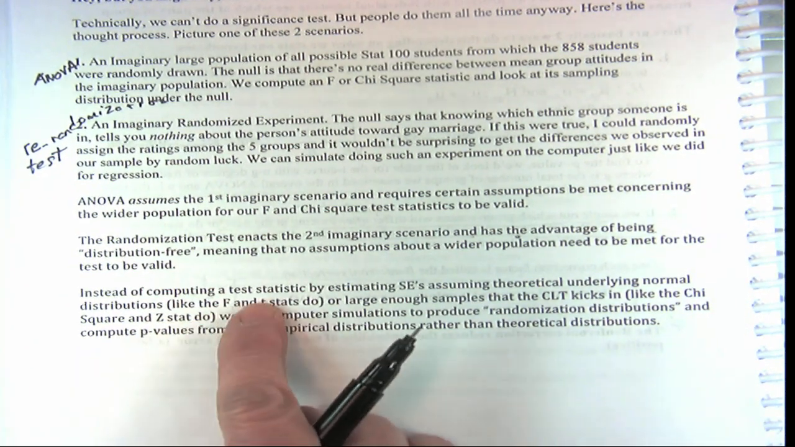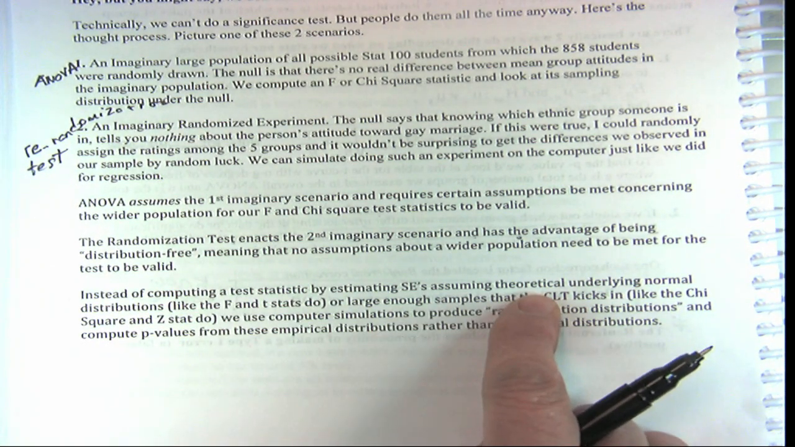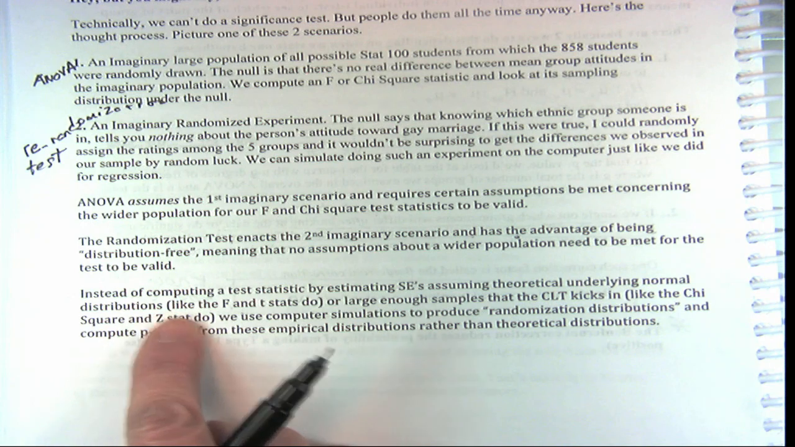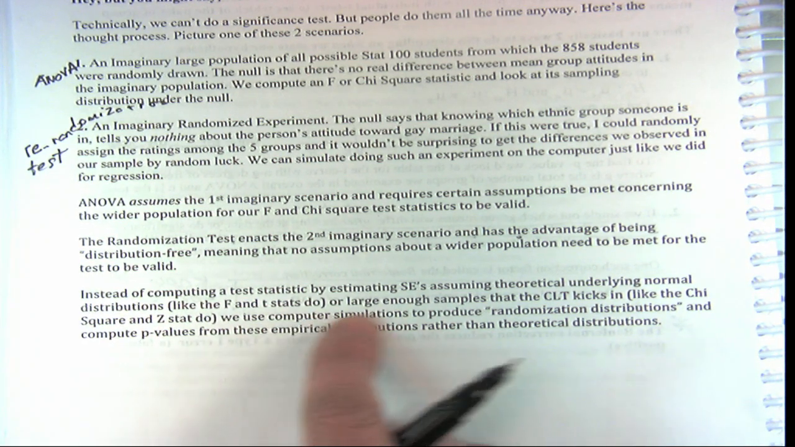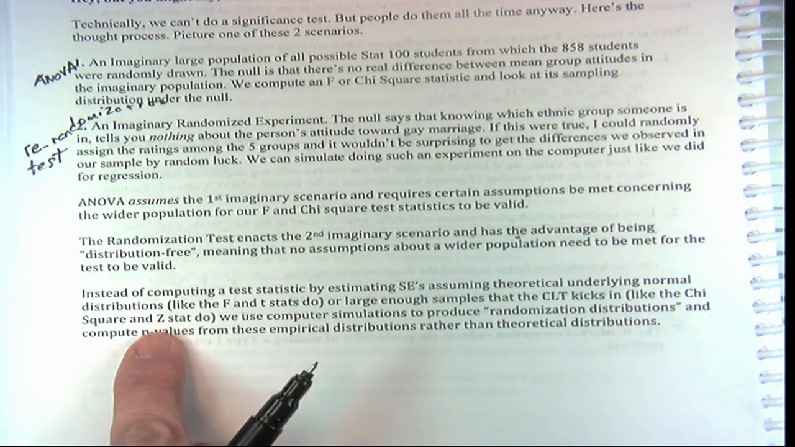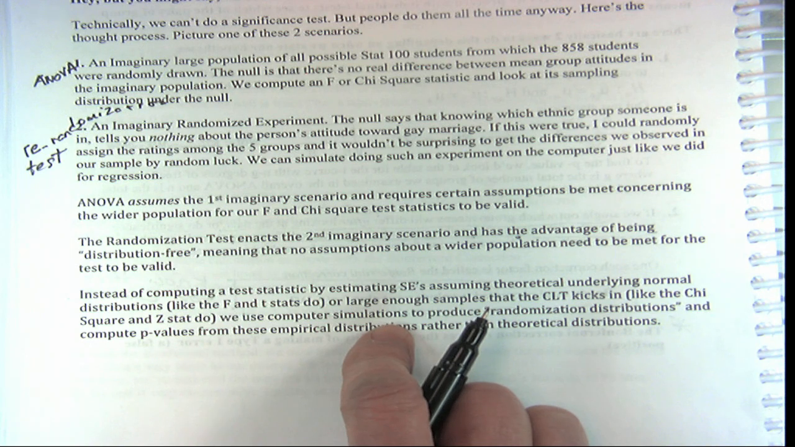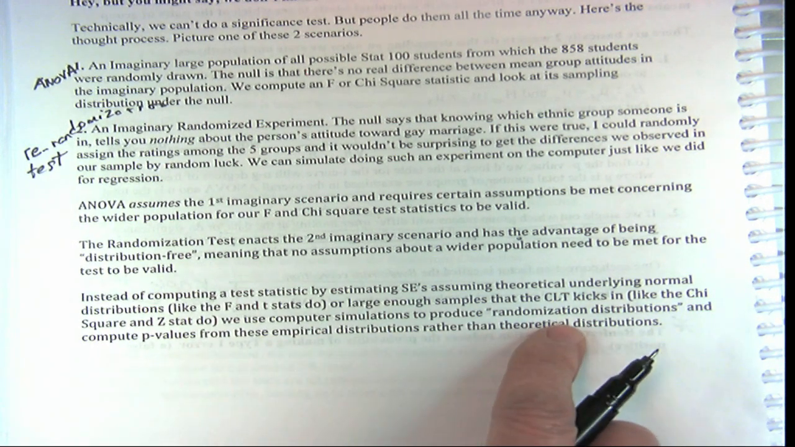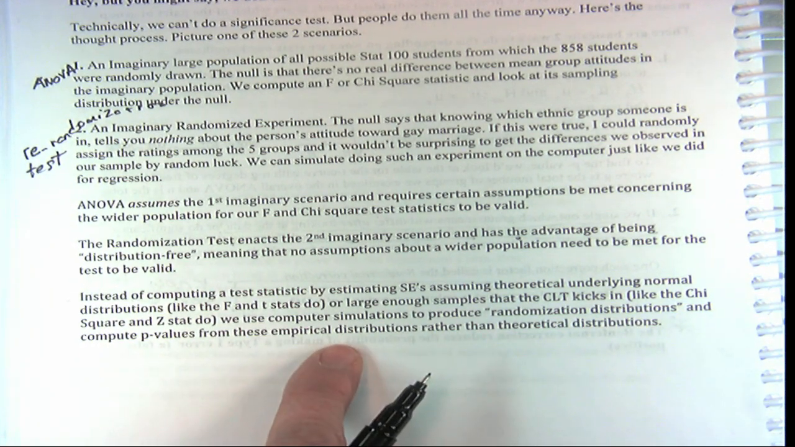So instead of computing a test statistic by estimating standard errors, assuming theoretical underlying normal distributions, that's what the F and the t-stats do. You have to assume these normal distributions, or large enough samples that the central limit theorem kicks in, and that's when we can do the chi-square and z-test. Here we just use computer simulations, taking advantage of the computer making these calculations so quickly. This is just beautiful, and you can see what's happening to produce randomization distributions, sampling distributions, and compute p-values from those empirical distributions rather than theoretical ones.